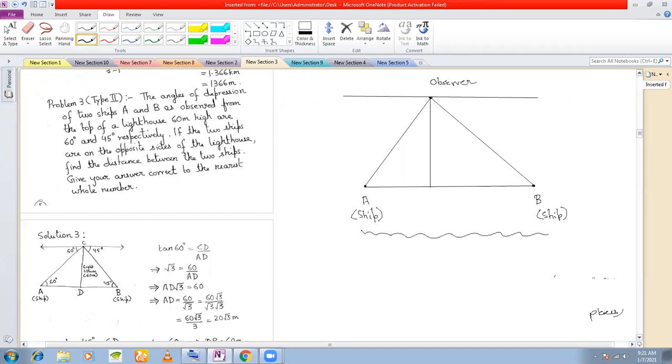The angle made by the line of sight of the observer with the horizontal is given to you as 60°, and the angle of depression of this ship is given to be 45°. And the height of this lighthouse is given to be 60 meters. So let us call this C and let us call this D. So CD is our lighthouse.